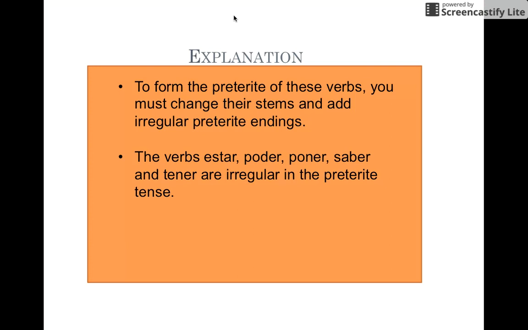So a quick explanation. In order for us to form the preterite of the verbs that we're going to be talking about today, you must change their stems and add irregular preterite endings. And so the verbs that we're talking about today are estar, poder, poner, saber, and tener. And they're all going to be irregular in their preterite, or their past tense, same thing.